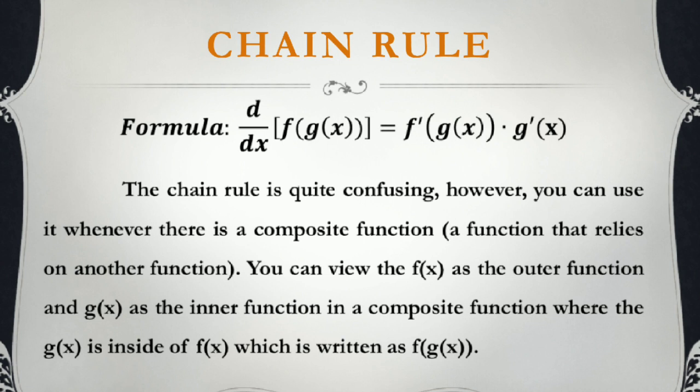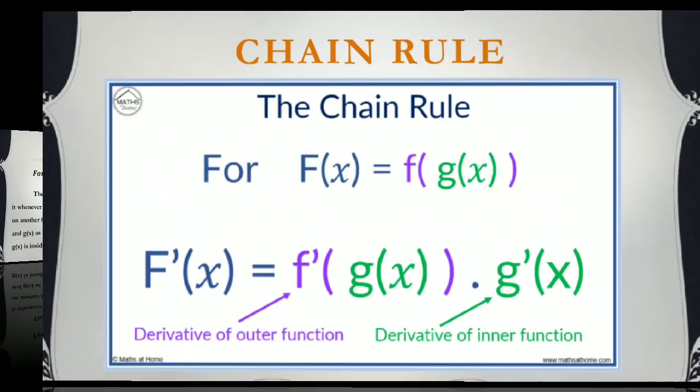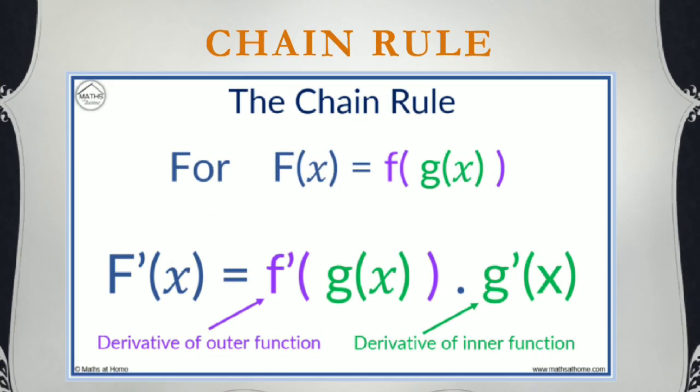You can view the f of x as the outer function and g of x as the inner function in a composite function where g of x is inside of f of x. Therefore, it is written as f of g of x. You can refer to this image to help you understand the chain rule better.